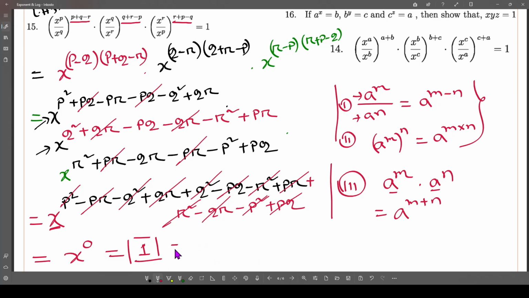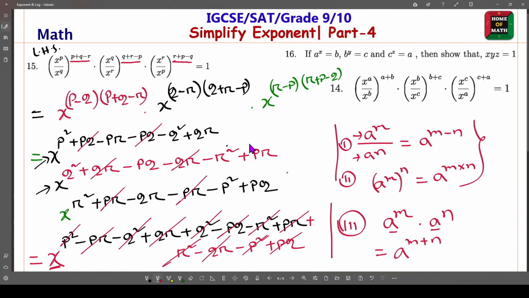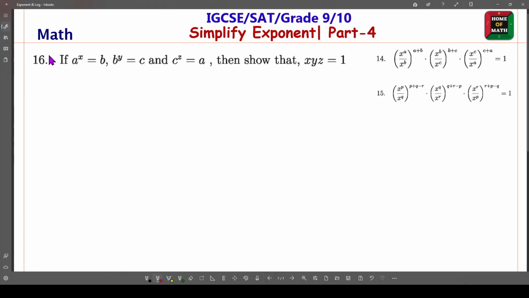Okay, and this is also the right hand side. So we can say left hand side equals right hand side, proved. Okay, so number 15 done. So 14 and 15 done. Now we will start number 16 and last video of this episode. Last question, and comparatively this is very interesting and important.